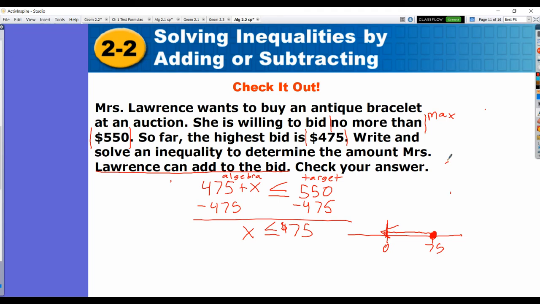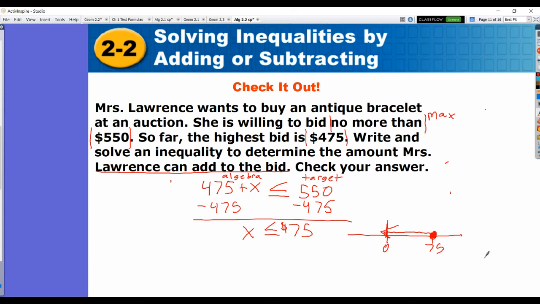If we take a look at this and do our algebra, we get x can be less than or equal to 75. So that means she can spend either less than 75 or equal to 75, and that's how we'll graph it. Here's our filled in circle on 75, and it's going to go from 75 to 0. So she can spend anywhere in this amount and still not go over 550.